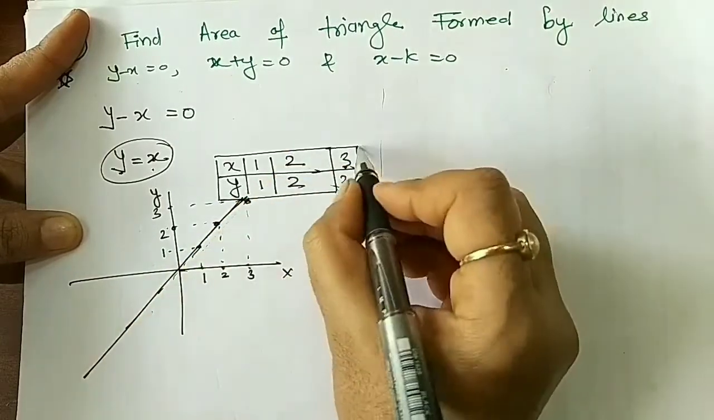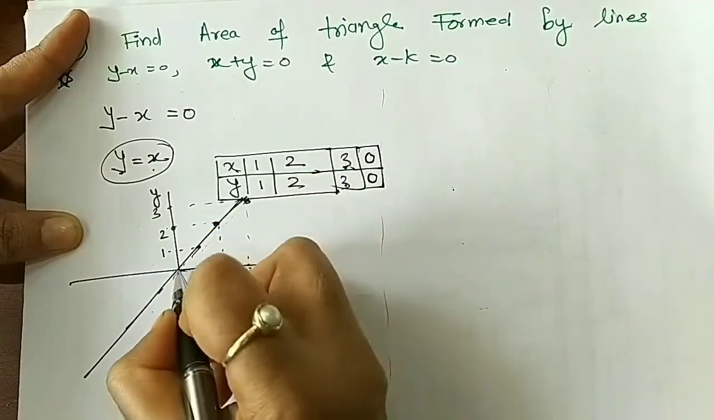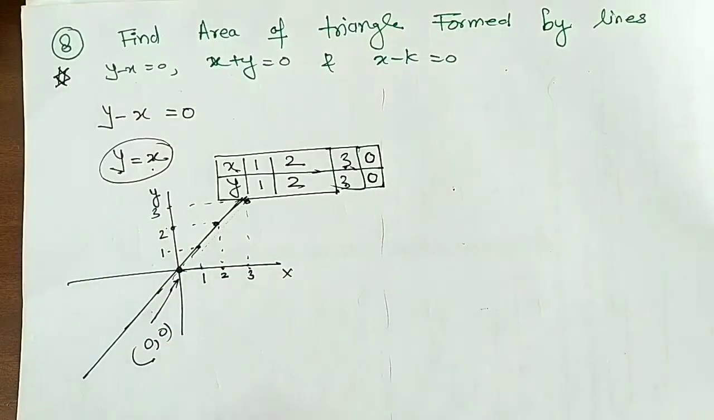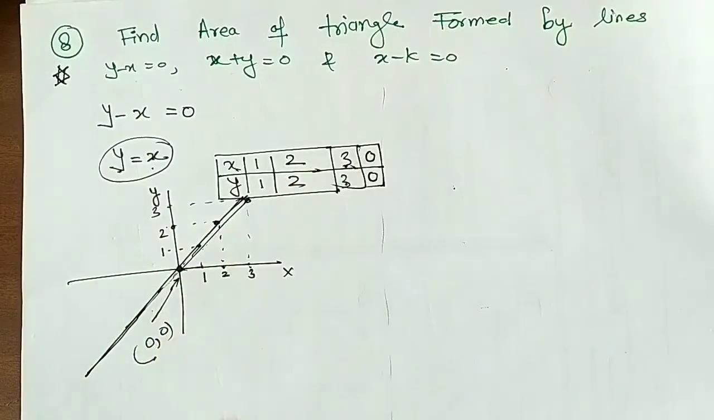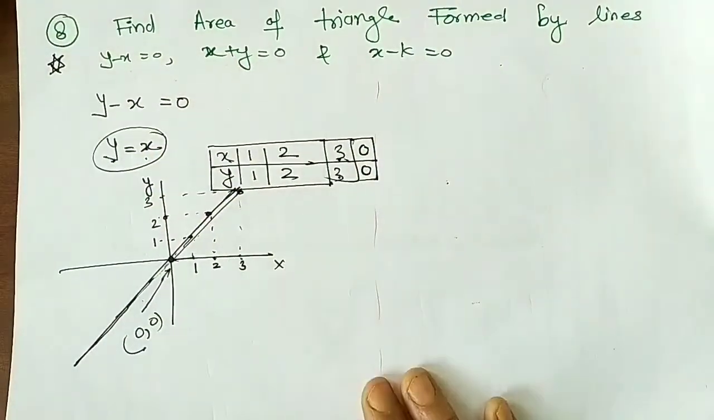Okay, one more point you can check, if x is 0, y is also 0. So this line always passes through 0 comma 0. So always remember, when there is a line y is equal to x, the sketch is this straight line. Okay, I'm just teaching you how to sketch and then we will make a triangle.